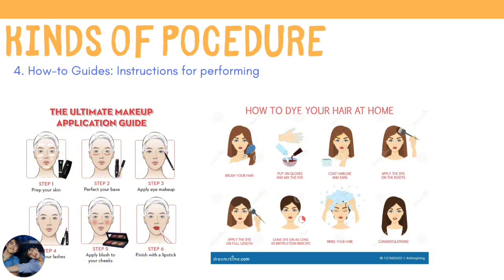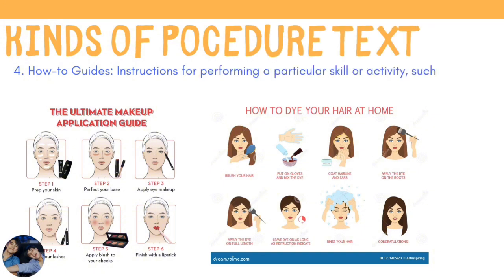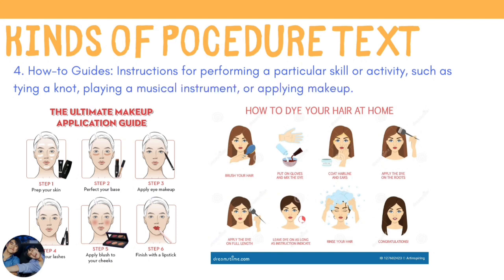Oke, kemudian jenis yang selanjutnya adalah how to guides atau how to do something ya. This one is instructions for performing a particular skill or activity, such as tying a knot, playing a musical instrument, or applying makeup. How to be glam, how to be slay, how to be shining, shimmering, splendid. So this one is how to guides, how to put on makeup. Okay, how to put on no makeup, how to dye your hair at home, and so on.